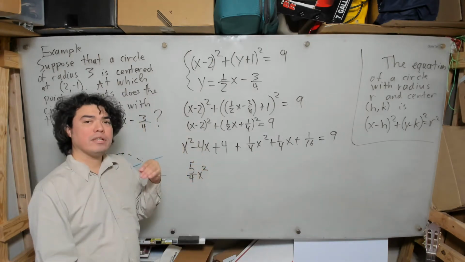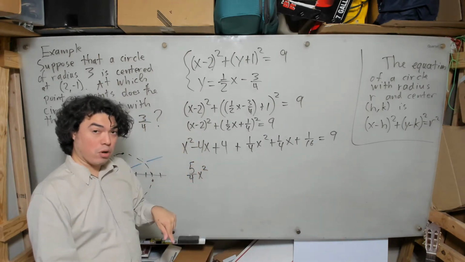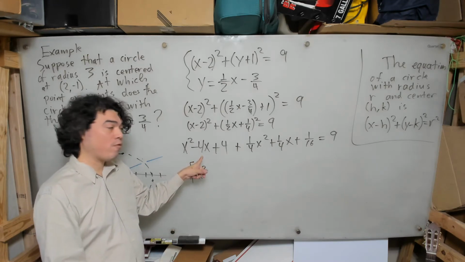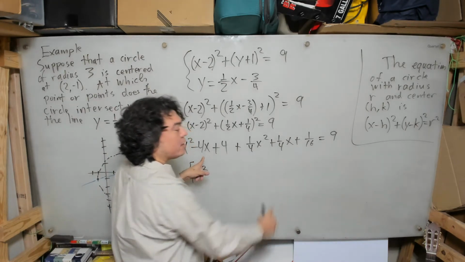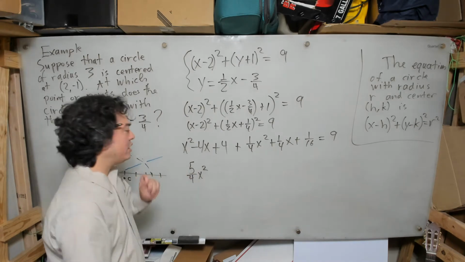I know that 16 divided by 4 is 4. So this is negative 16/4 x plus 1/4 x, which will be negative 15/4 x.